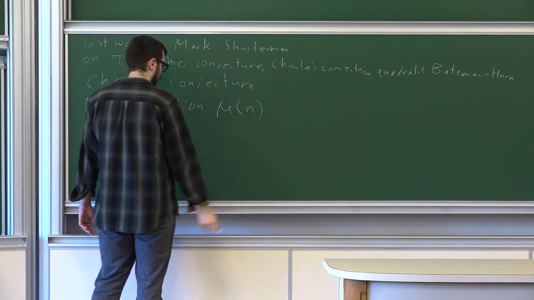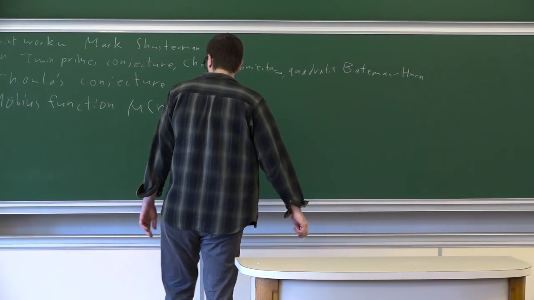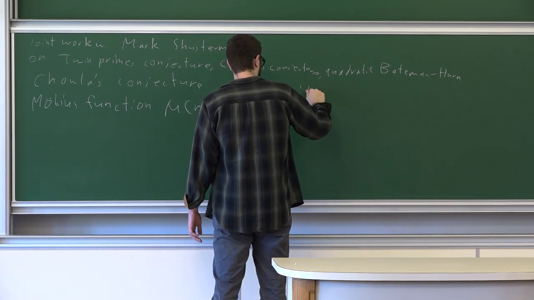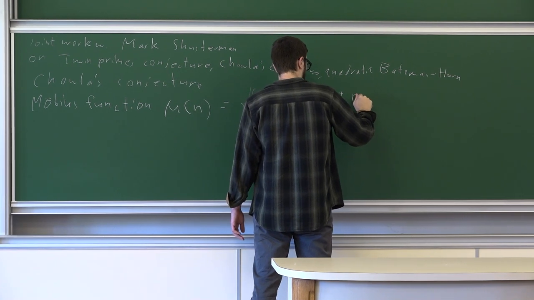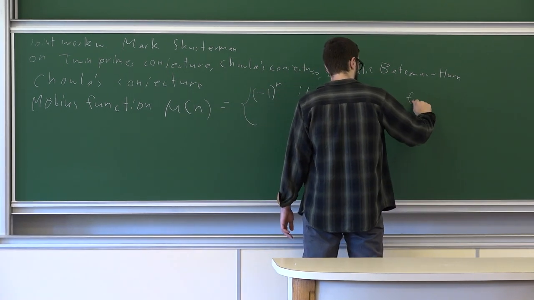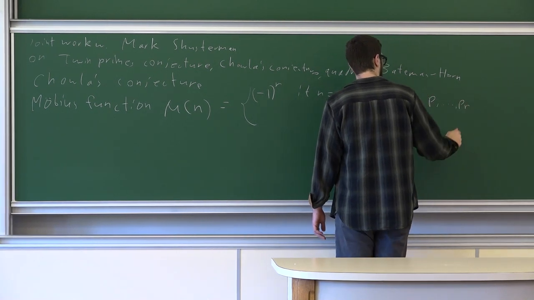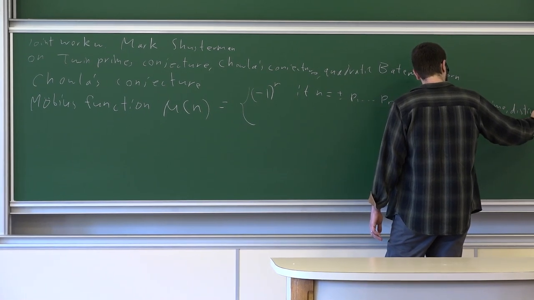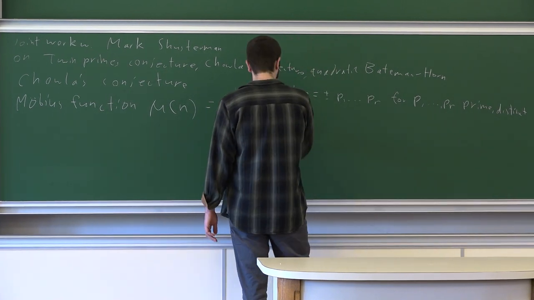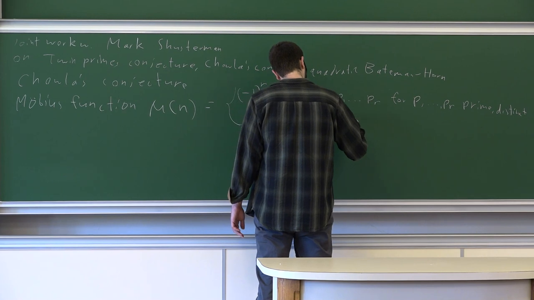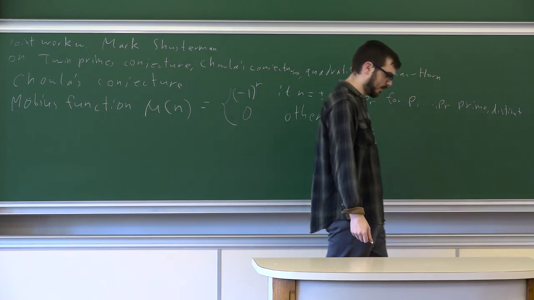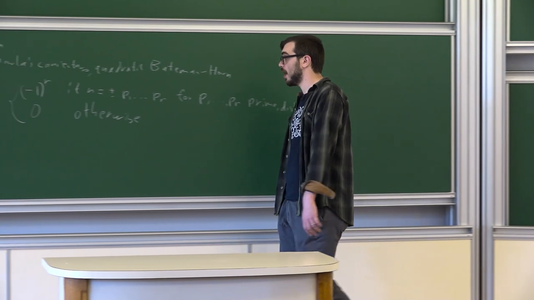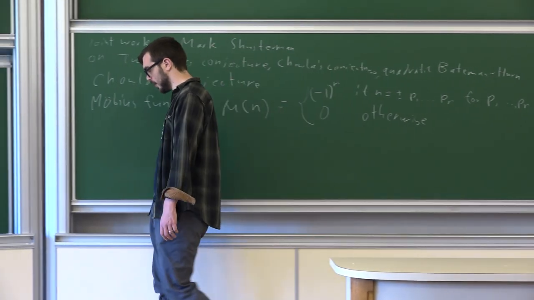Which is defined, let's say for integers, as minus 1 to the r if n is, well maybe plus or minus, a product of r distinct primes, p1 through pr, prime and distinct. And it's zero otherwise. So if n cannot be written in that form, which we know from the unique factorization theorem is equivalent to n having some prime square divisor, so n being not square free.